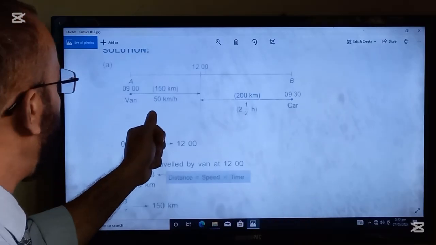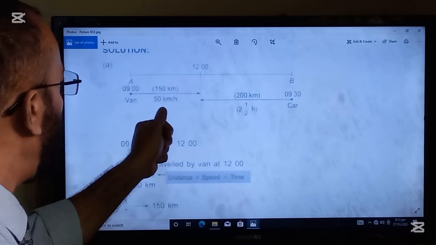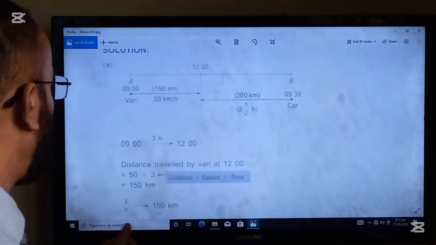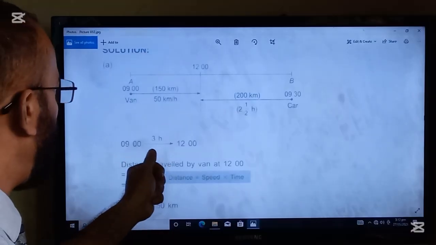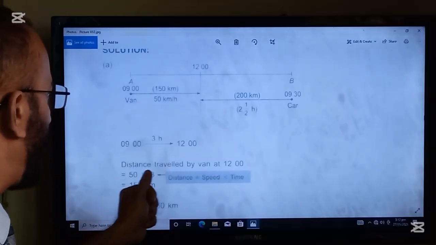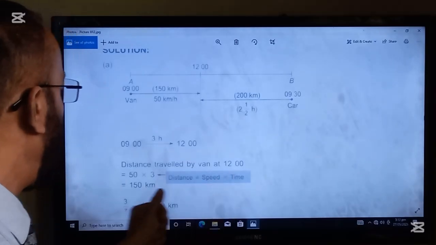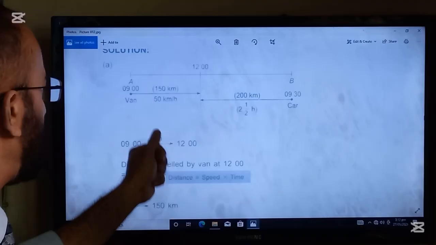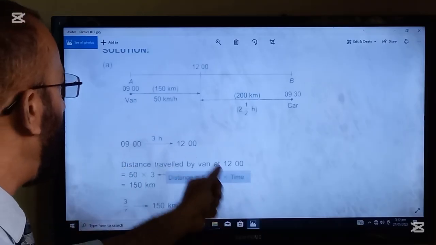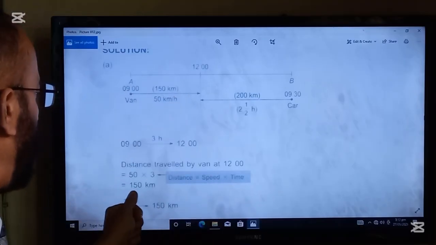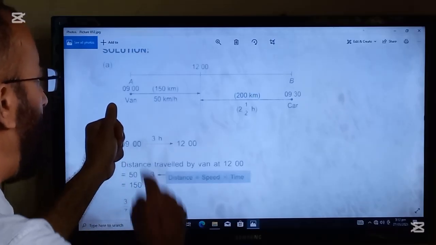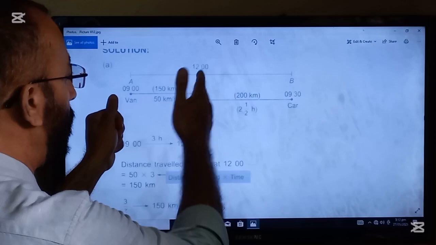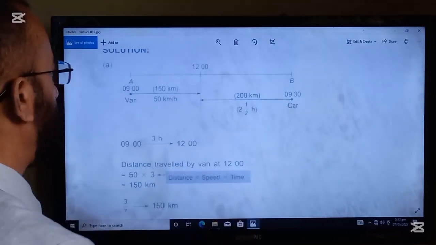So the van is traveling at a speed of 50 km per hour and is taking 3 hours to meet the car, so from 9 to 12 the time is 3 hours. So for the distance traveled by the van at 12, the formula will be used. Distance is equal to speed times time. Speed is 50 km per hour and time is 3 hours. So 50 times 3 is 150 km. So it means the van will have to cover a distance of 150 km to meet or cross the car.